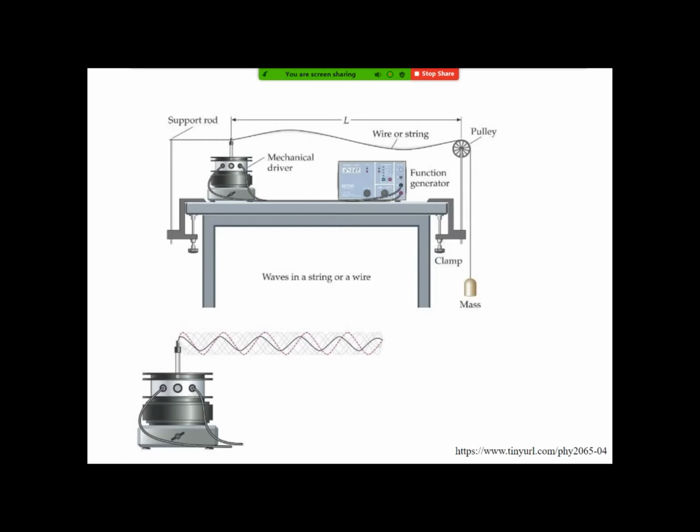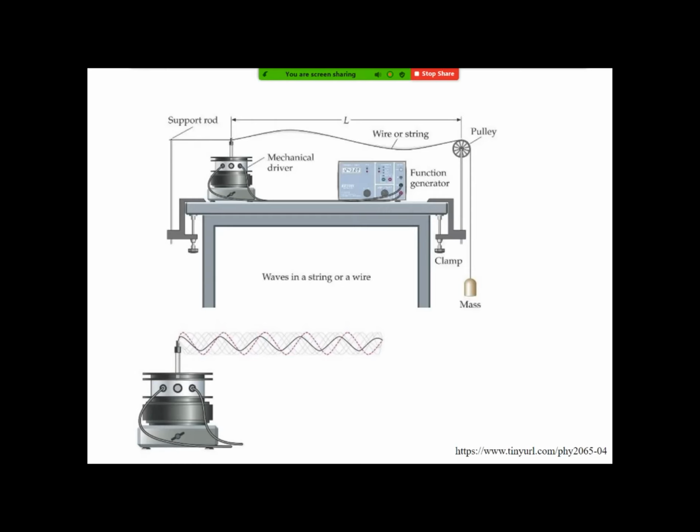You'll get a sine wave generator, which doesn't look like the figure here, but pretty close, okay? We have a simpler, more recent version than this old-fashioned one. And then you are going to connect the output of the sine function generator to the input of the vibrator, as we call it. We have a small version of this. So the sine wave goes in here, then this will go up and down, generating a sine wave, okay?